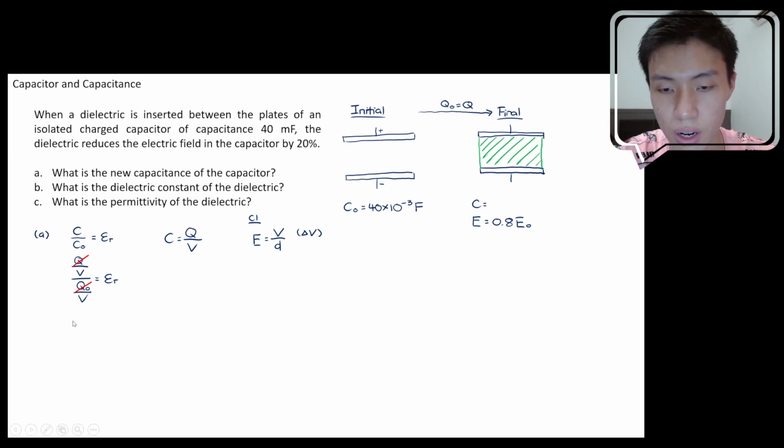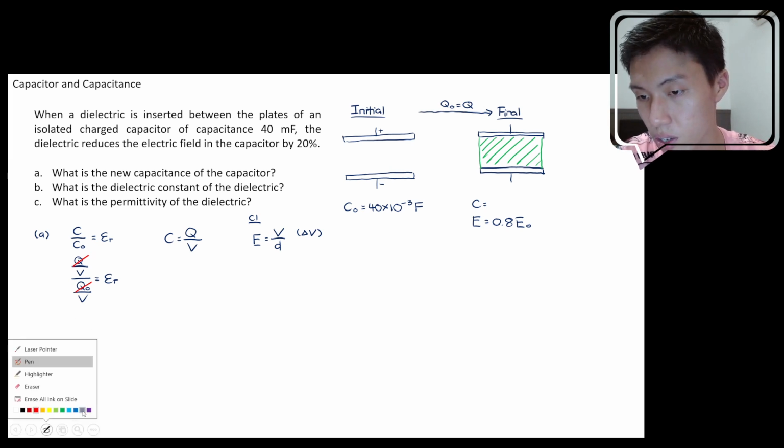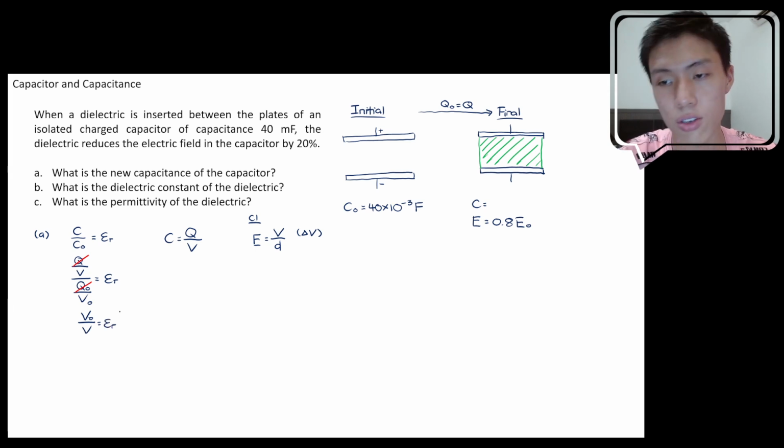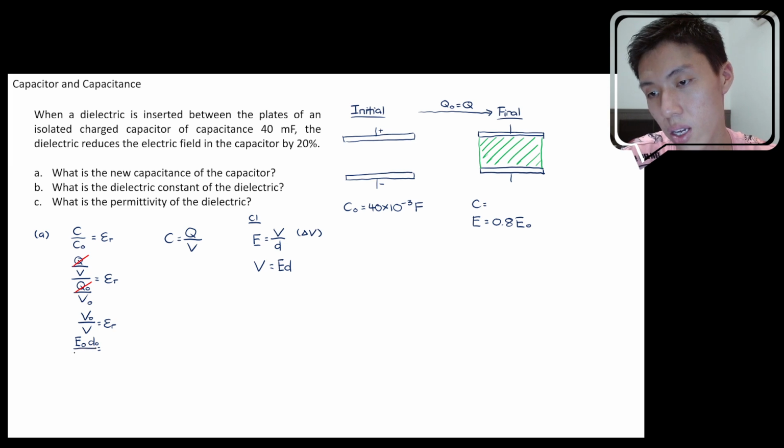Sorry, I forgot the naught over here. Okay, there's a naught over here. So now if you rearrange the equation a bit, you get V naught over V is equal to the dielectric constant. V naught and V, we are already halfway there. Now we want to relate it further to the electric field, where we know the relationship between initial and final. So let's manipulate this equation first. V is equal to ED. This means you have E without dielectric multiplied by D without dielectric, and E with dielectric multiplied by D with dielectric.